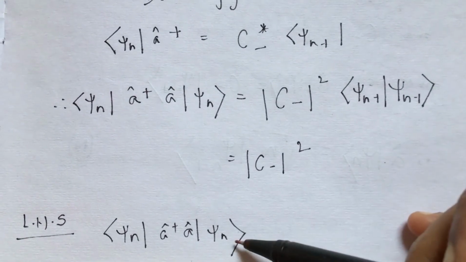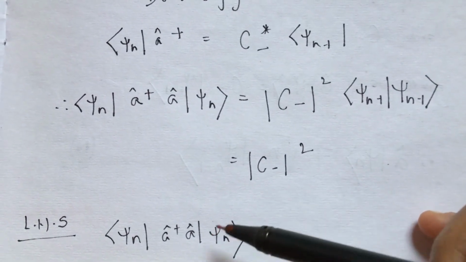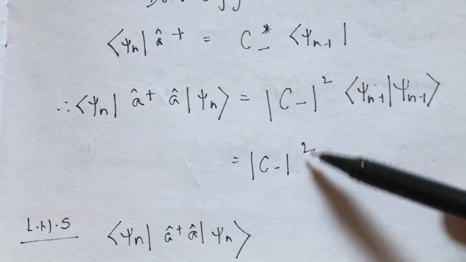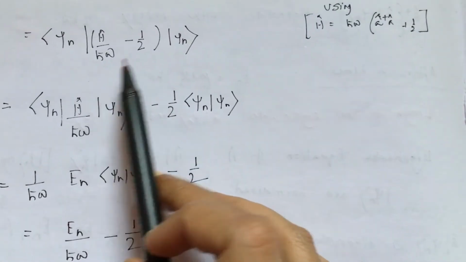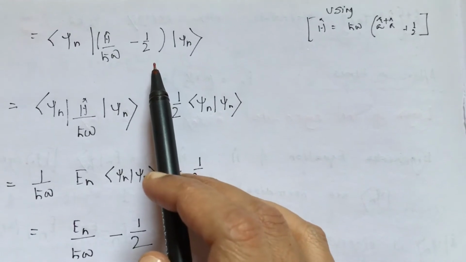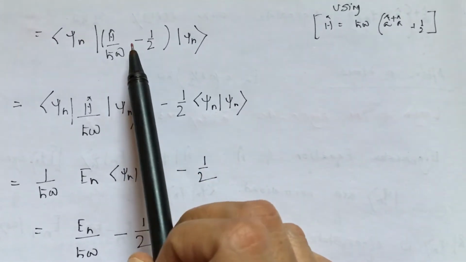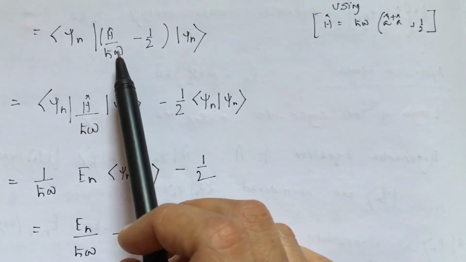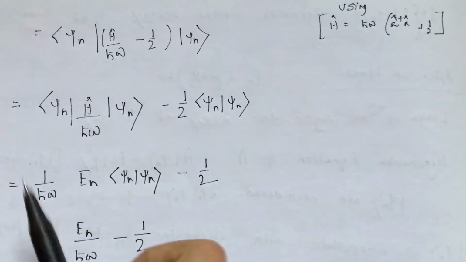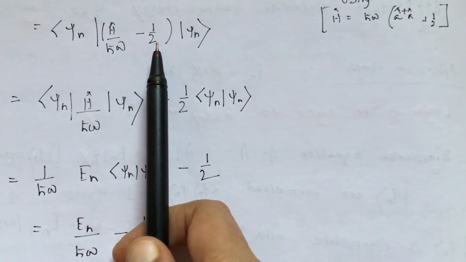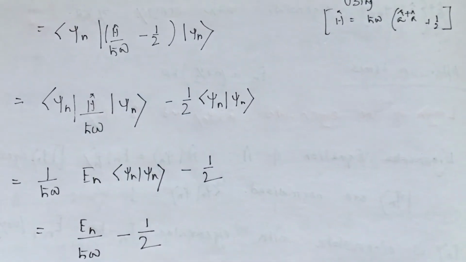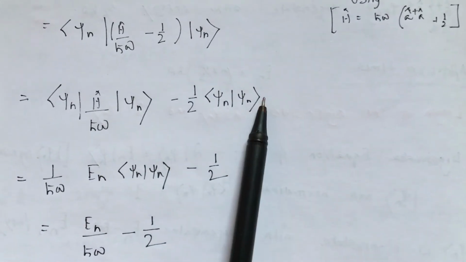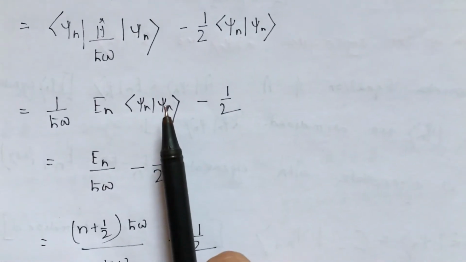On the right hand side I have this, and on the left hand side I have C minus mod square. Starting with the left hand side and substituting a dagger a with the relation we derived earlier, we get this. I am splitting the two terms and doing some algebra.